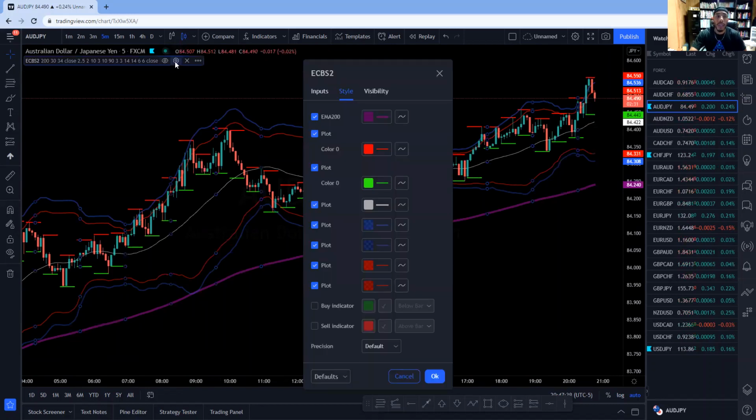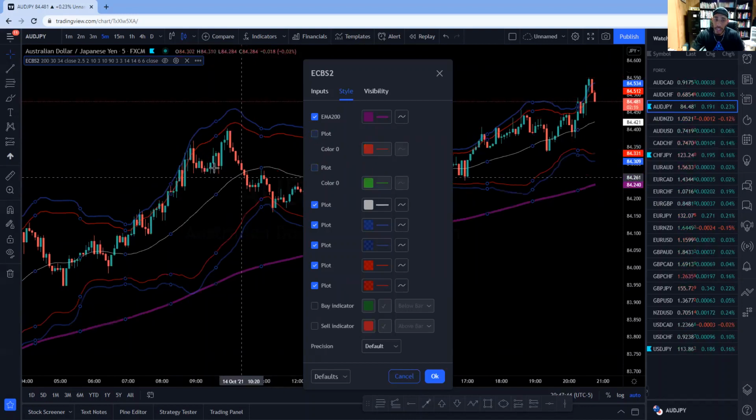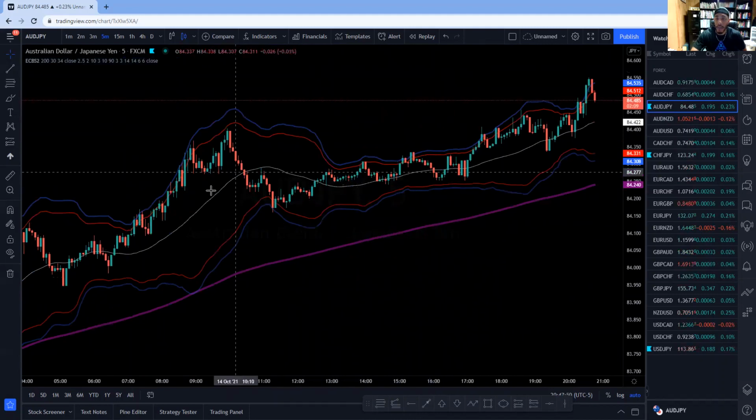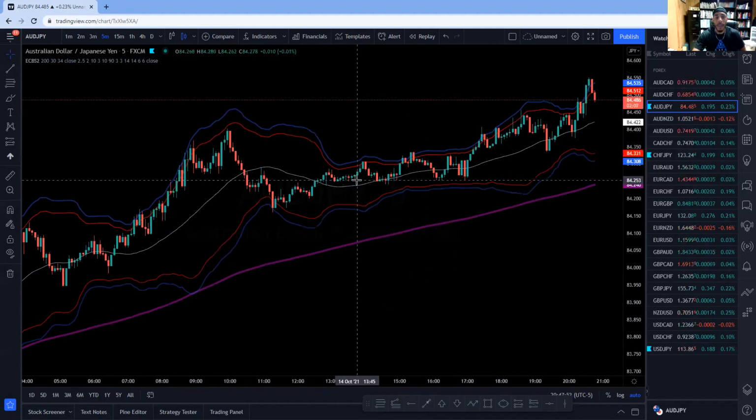Typically, I don't. So what you can do is click on this pinwheel, which is the settings button, and these first two plots, you see they're red and green. These are your resistance and your support lines. So I just uncheck those, and as you can see, they disappeared. And I click OK, right? So this is typically what I like mine to look like. The resistance lines and the support lines, they help a little bit. However, for this strategy, it's not really necessary.